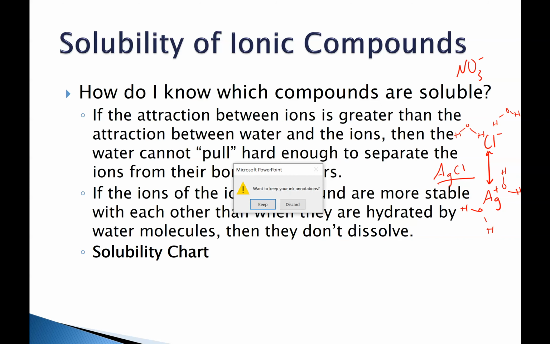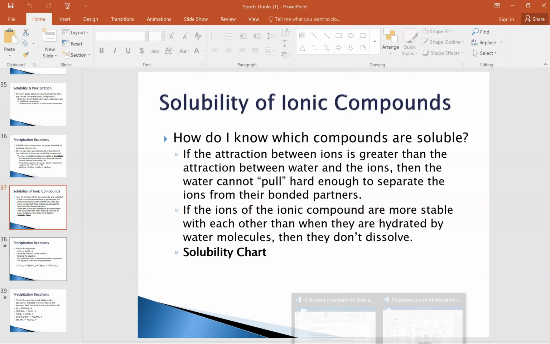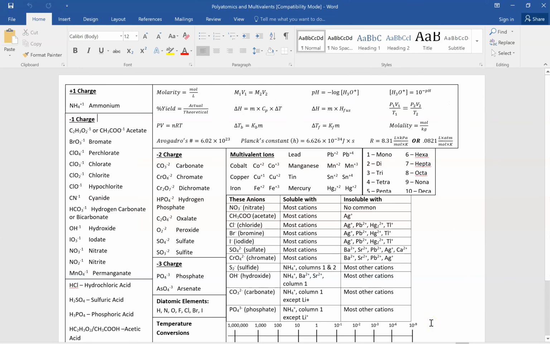So I'm going to get out of the presentation here. On the back of your periodic table, you have a chart that looks like this. Your solubility chart is this in the bottom right. I hope you can see the cursor here, but it says these anions soluble with, insoluble with.